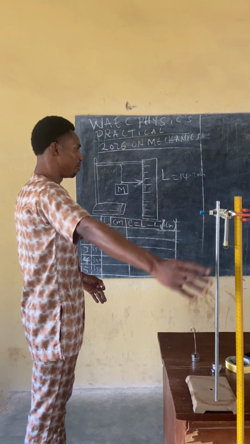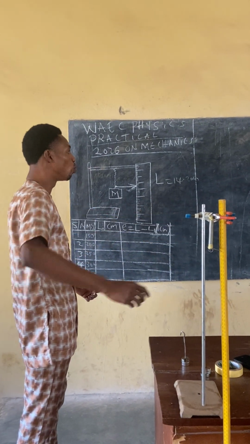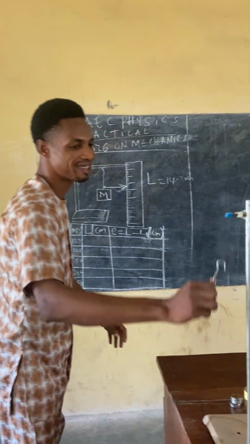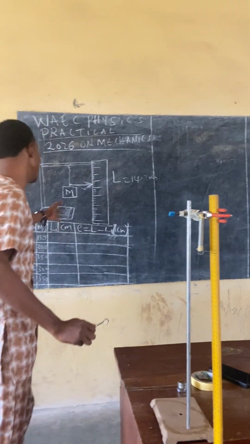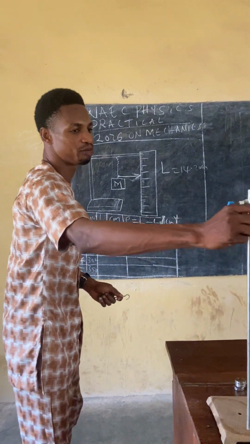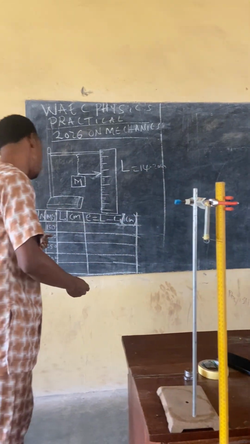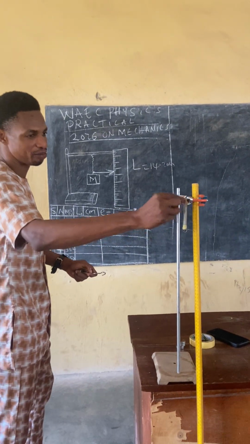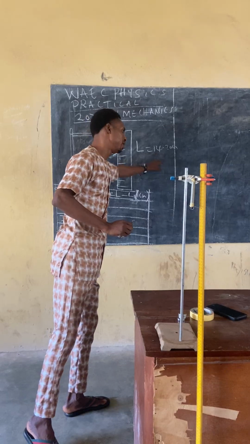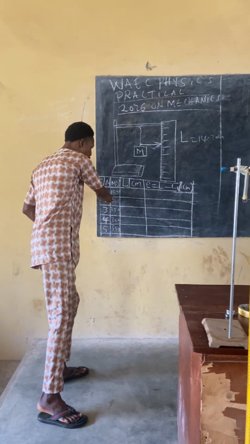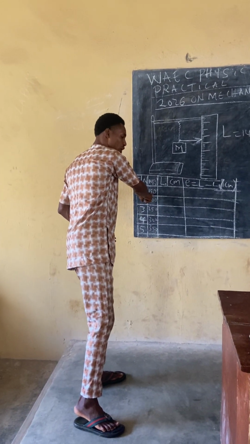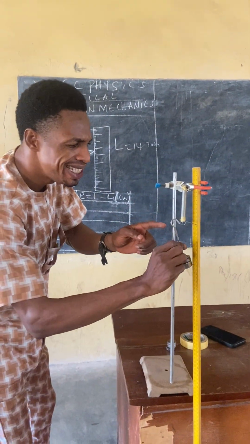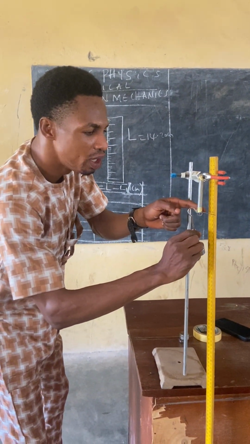Don't forget the benefit of this experiment. It is an experiment on Hooke's law, which says that the more you place a mass on the spiral spring, the more the extension you produce, because this spiral spring is an elastic material. Before I hung a mass, this is the original length. The first mass I'm going to hang on the spiral spring is 150 grams.